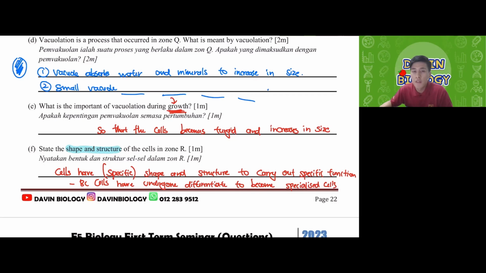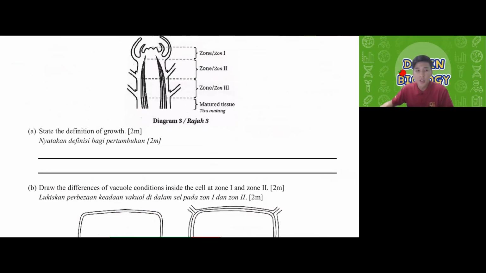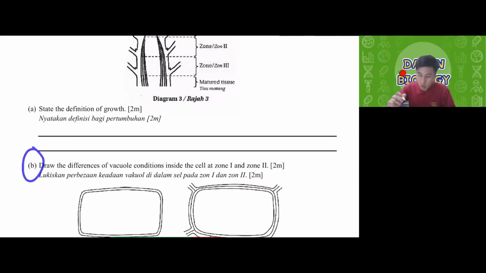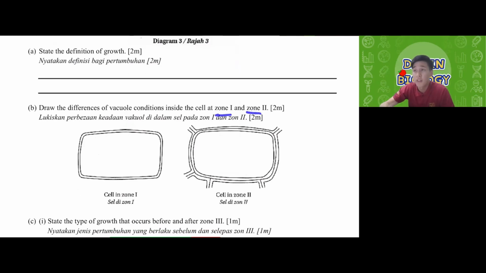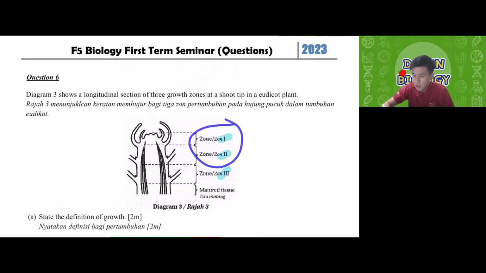Okay, this one, even though for my students I already did this before, right? But now I just mention one time because it's quite important. You can try to look at page 24 once you're done. Okay, this drawing one: draw the difference of vacuoles in zone 1 and zone 2. So obviously, which vacuole is bigger? Obviously, which one is bigger? 1 or 2? They ask you to draw the vacuoles of 1 and 2. Which vacuole is bigger? Of course, it is zone 2.